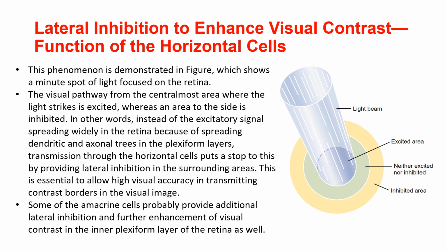trees in the plexiform layers, transmission through the horizontal cells puts a stop to this by providing lateral inhibition in the surrounding areas. This is essential to allow high visual accuracy in transmitting contrast borders in the visual image. Some of the amacrine cells probably provide additional lateral inhibition and further enhancement of visual contrast in the inner plexiform layer of the retina as well.